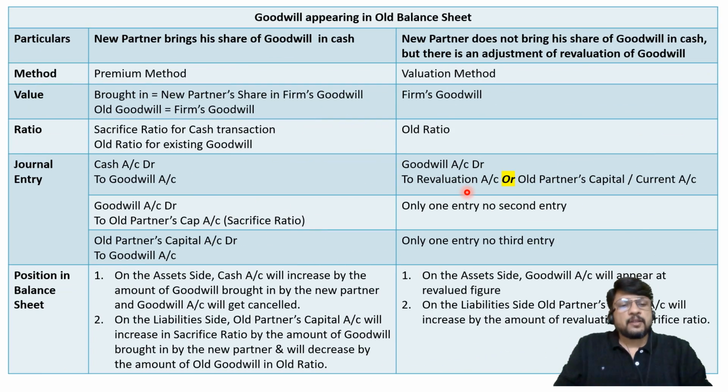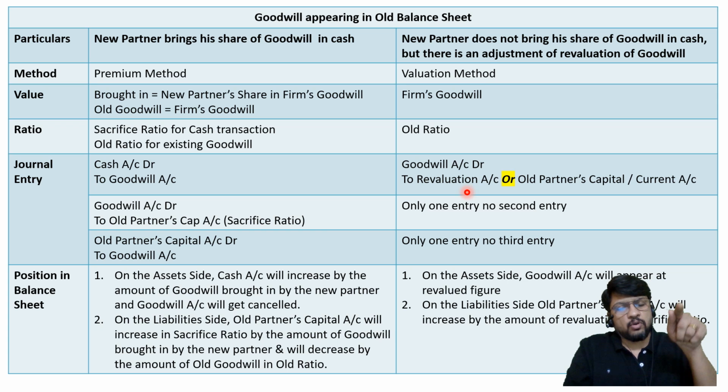And for goodwill appearing in the old balance sheet, there are again two possible situations. The new partner is bringing his share of goodwill in cash, or the new partner is not bringing it in cash, but there is some revaluation adjustment. If he is bringing it in cash, then the old goodwill should be written off to the old partners' capital accounts in the old ratio. And for the new goodwill brought in cash, the simple entries of bringing in cash, premium method: cash account debit to goodwill account, and goodwill account debit to old partners' capital in the sacrifice ratio.